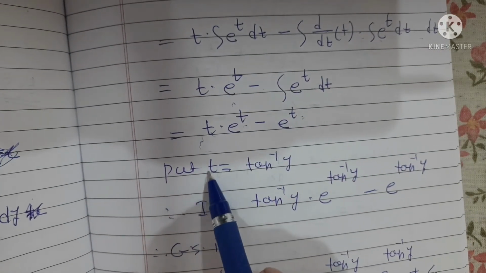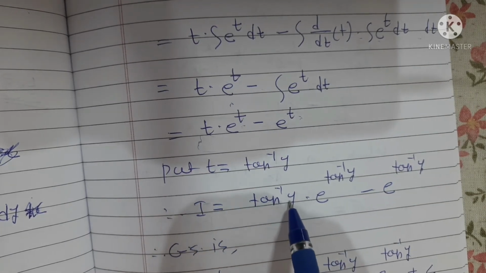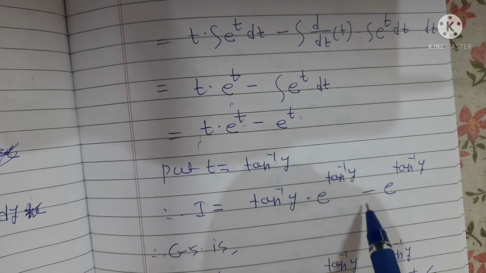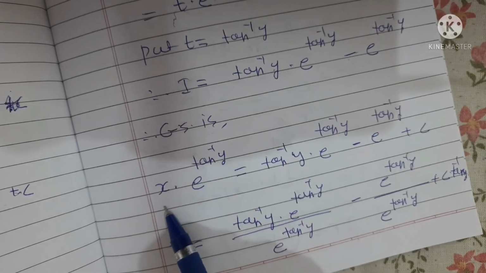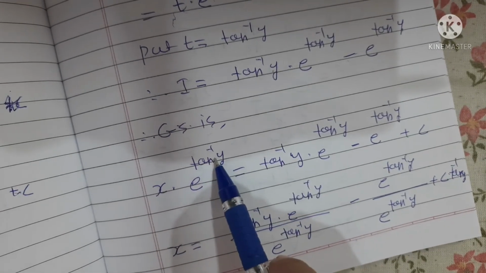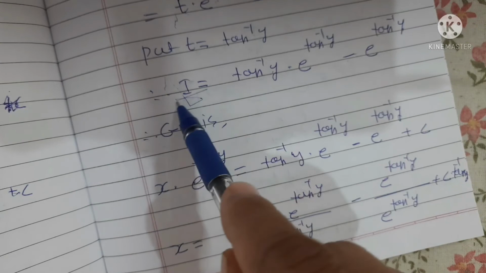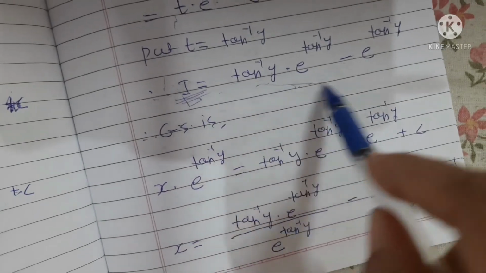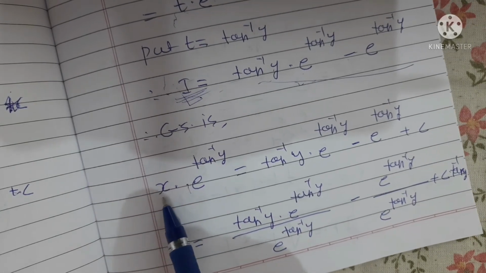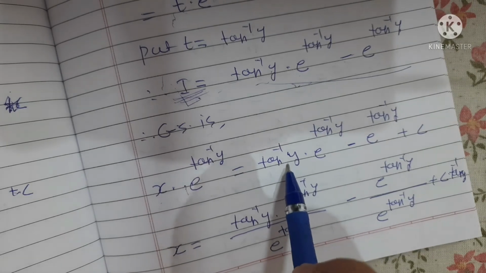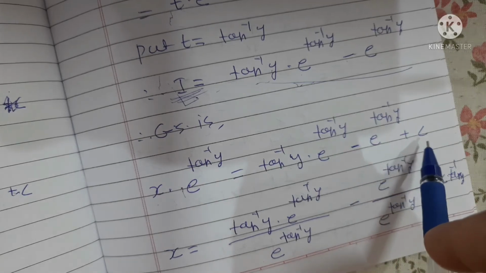Now put again t is equal to tan inverse of y. Therefore I is equal to tan inverse of y into e raised to tan inverse of y minus e raised to tan inverse of y. Now the general solution is x into e raised to tan inverse of y, and substituting the solution for the integrating part, which is the difficult part, we get x into e raised to tan inverse of y is equal to tan inverse of y into e raised to tan inverse of y minus e raised to tan inverse of y plus c.